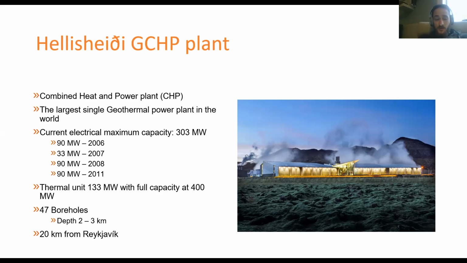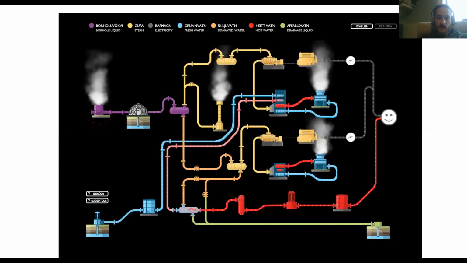There are 47 boreholes, and I think now there are even more, probably around 55, and it's about 20 kilometers from Reykjavik. This gives you a good background of the process, and if you've ever been to the facility, this is a bit what it looks like. I'm not necessarily going to walk you through each step of the process, but if you know how a double flash power plant works, then it's basically under this setup.